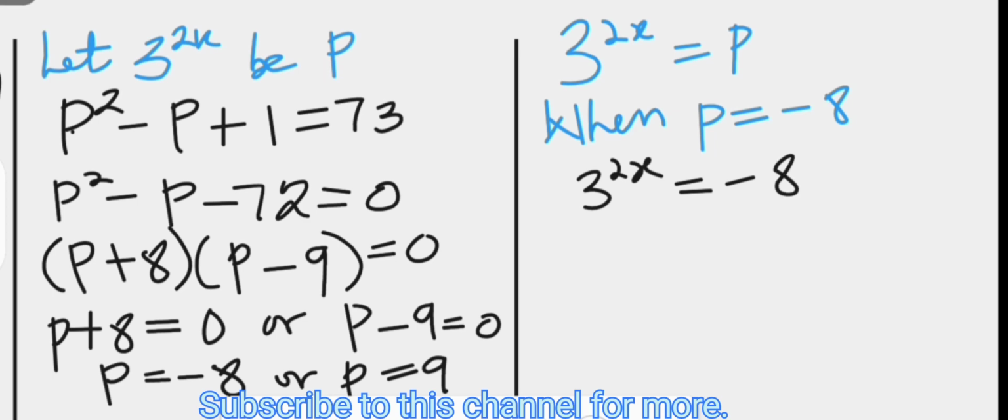And there is no way we can write negative 8 as a power of 3 or use a logarithm. The logarithm of negative values does not exist. They are not defined. Therefore, this solution is inadmissible.